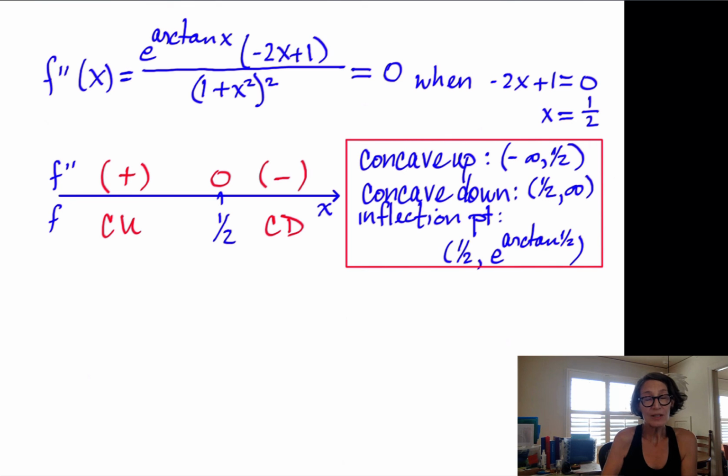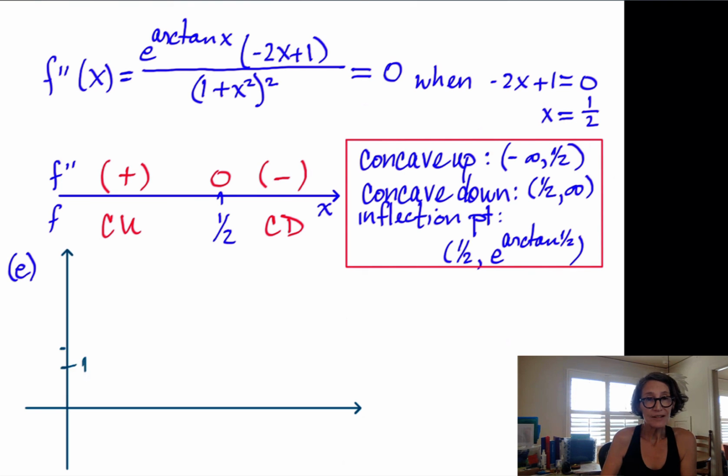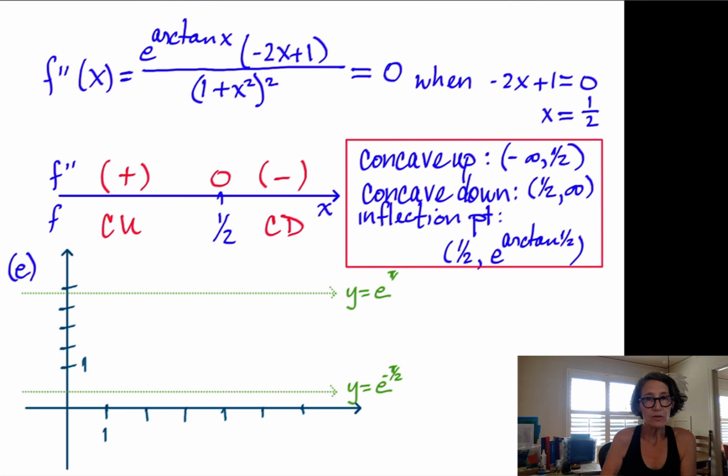So we've used the second derivative, and we've also used the first derivative to get a lot of information about the graph of a function. And we found its horizontal asymptotes, and we found it had no vertical asymptotes, and we were able to now sketch the graph. So I'm just going to mark my axes with a couple of important values. We have a horizontal asymptote at y equals e to the negative pi over 2, and another one at y equals e to the positive pi over 2.